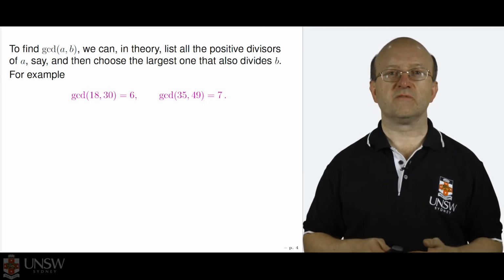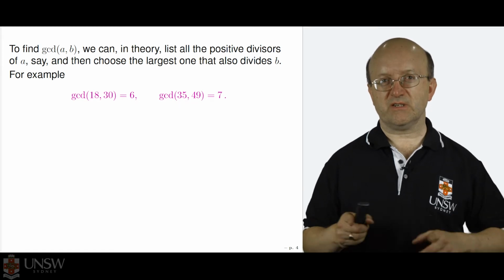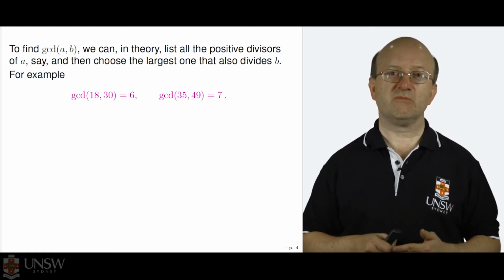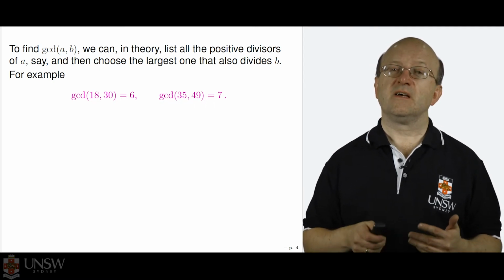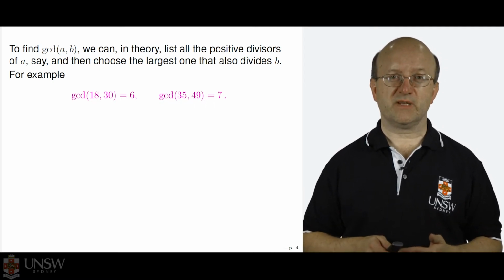Well, this is all very fine and good for small integers, but when the integers get larger, listing all the positive divisors would be quite a drag. There'll always be a finite number, of course, so you could always do it, but we want to find a more systematic way of doing it.